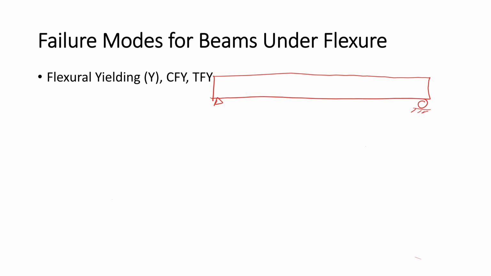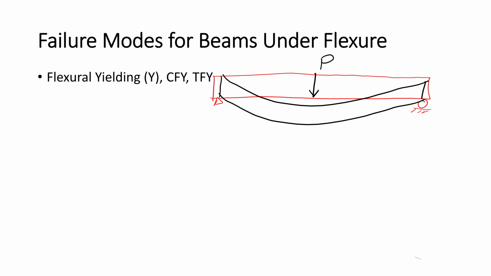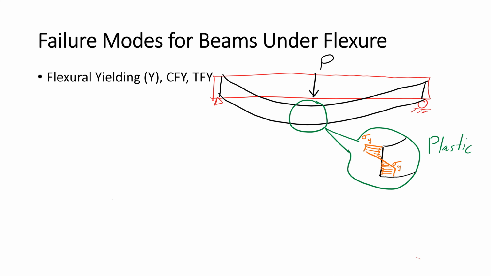The first failure mode is flexural yielding. When a moment is applied onto the beam, and the beam fails due to flexural yielding, the stress distribution would look as follows. We can see in this case that the top flange or the compression flange has reached the yield stress limit. Yielding can either occur in the top flange or the bottom flange. CFY and TFY refer to compression flange yielding and tensile flange yielding. However, if the beam is still elastic, the stress distribution would look as follows.